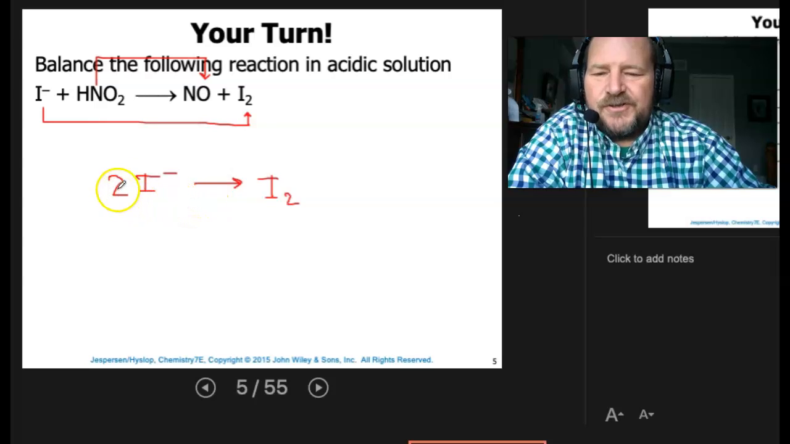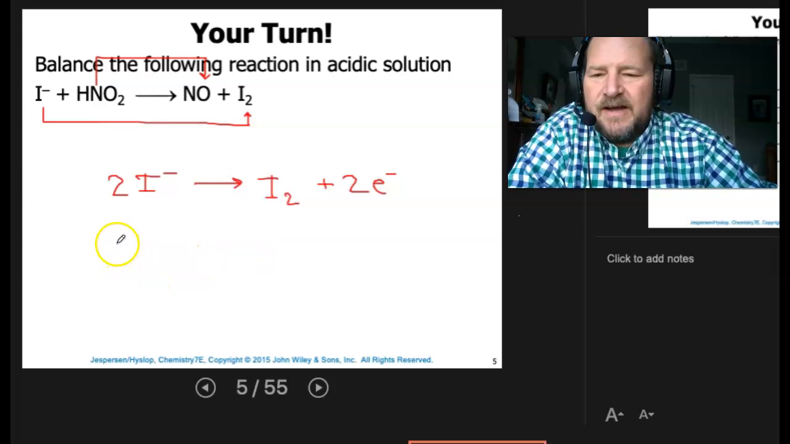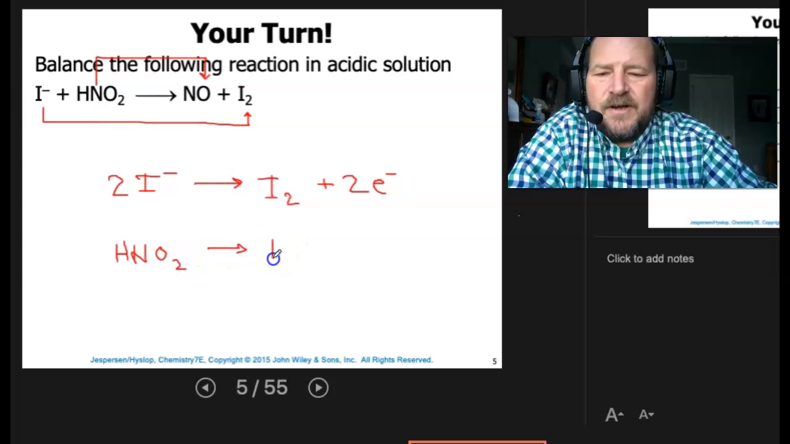Then it'll be charge. So we have 2 minus 1s over here, which means we're going to add 2 electrons over there. Now we're going to look at the other half. We have HNO2 going to NO. So we don't worry about hydrogen or oxygen. We have 1 nitrogen, 1 nitrogen.